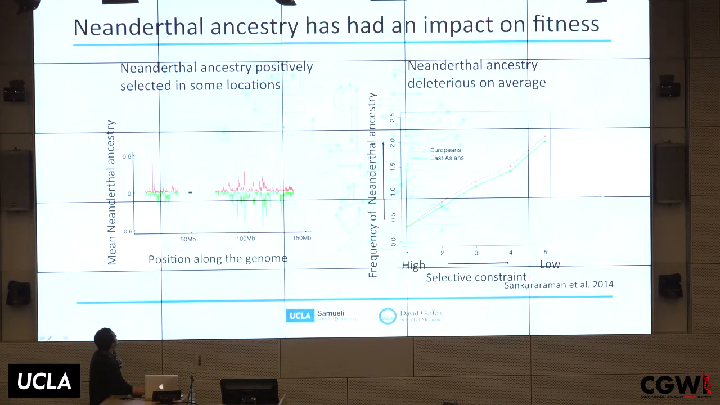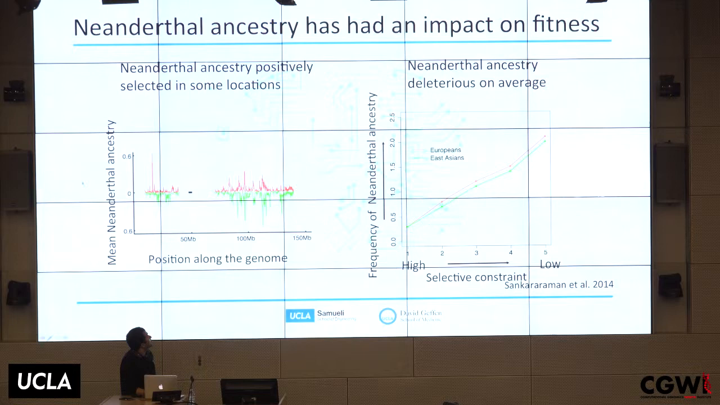So for example, here is one extreme region in the genome. This is a gene called BNC2. It's a gene that's been associated with skin color and freckling. And this is a place where more than 50% of Europeans today carry the Neanderthal variant, compared to about 2% who would have carried it about 50,000 years ago.